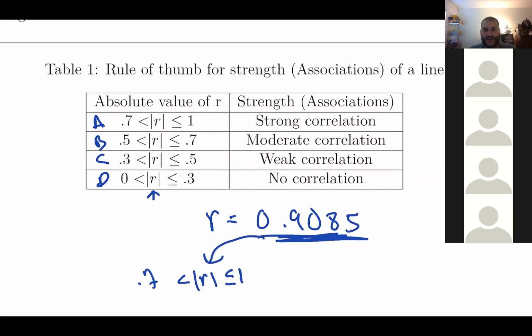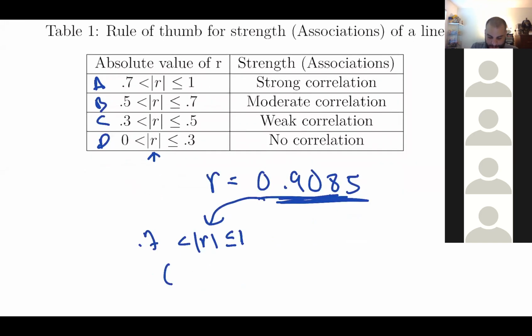For this one, you do want to know inequalities, so that it makes it easier to figure out. Pretty much 0.7 is like saying 0.7 to 1. So you want to see any number between 0.7 and 1; that's where your R value would go. Since my R is 0.9085, it goes in the first column. The first column says we have a strong correlation. So that's how we know the strength: R is a strong correlation because it's between 0.7 and 1.